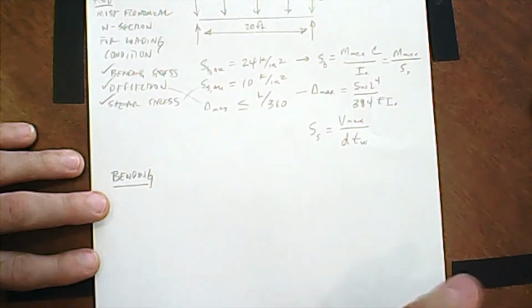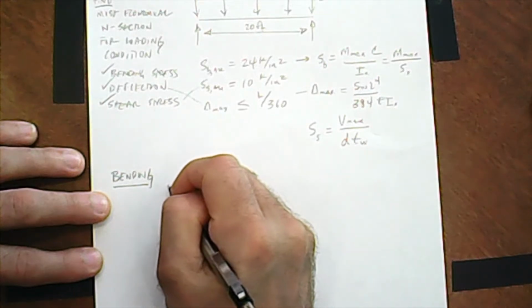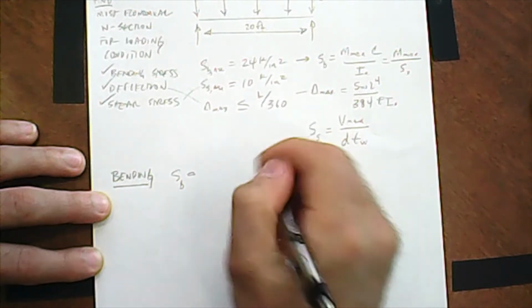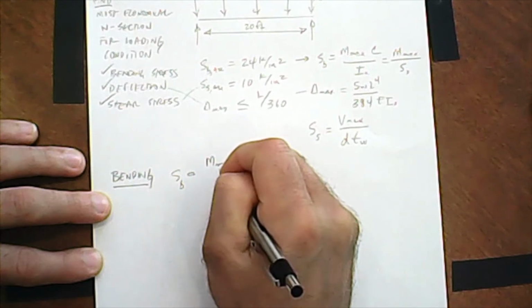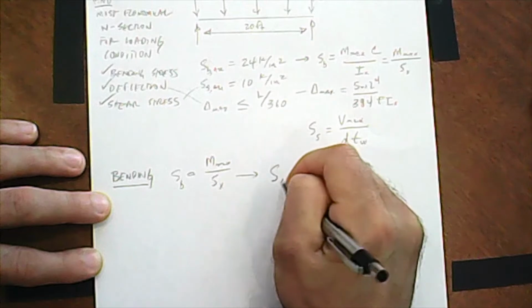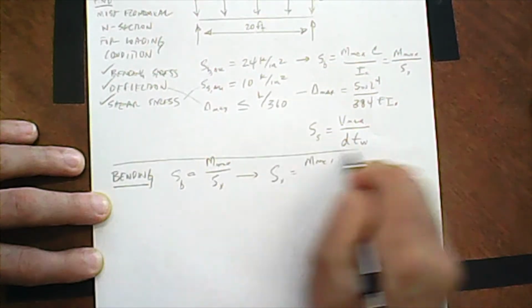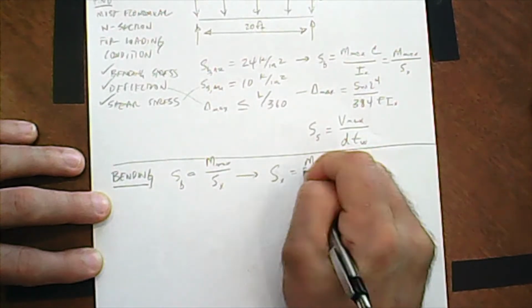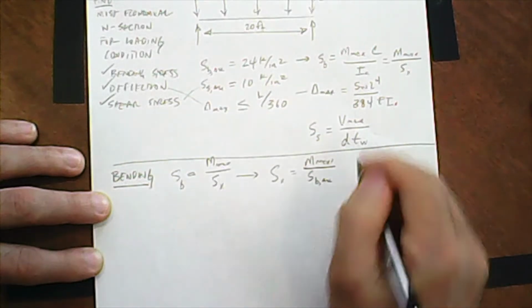Okay, and in the bending, we're going to use the SB, right? The bending stress equals M max over S sub x, and we're going to solve for S sub x. So S sub x is going to equal M max divided by S sub b, and we'll just use the allowable that we had up here.